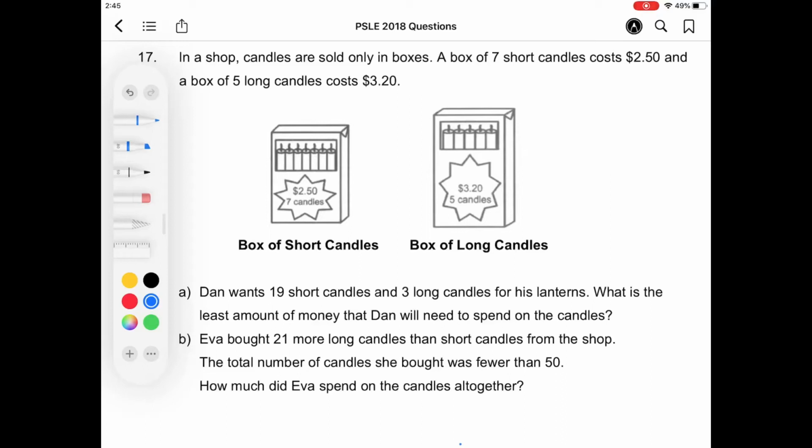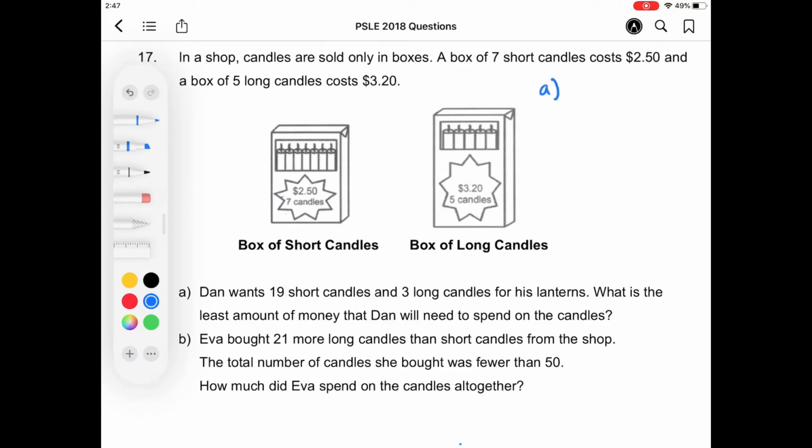Question 17. In a shop, candles are sold only in boxes. A box of 7 short candles costs $2.50 and a box of 5 long candles costs $3.20. Part A. Dan wants 19 short candles and 3 long candles for his lanterns. What is the least amount of money that Dan will need to spend on the candles?